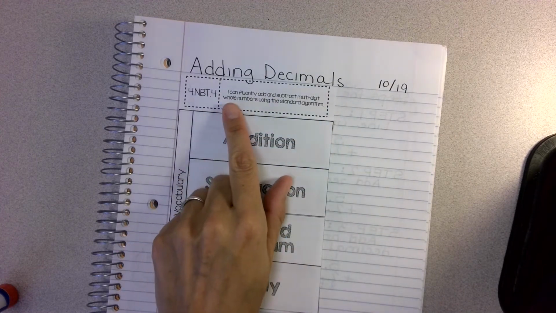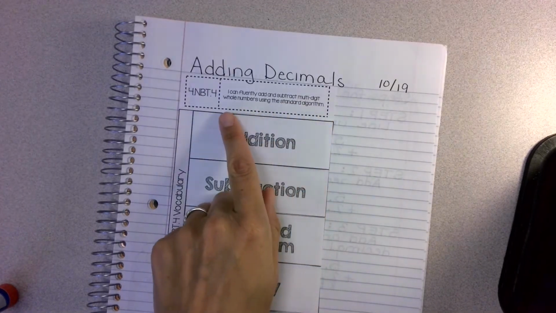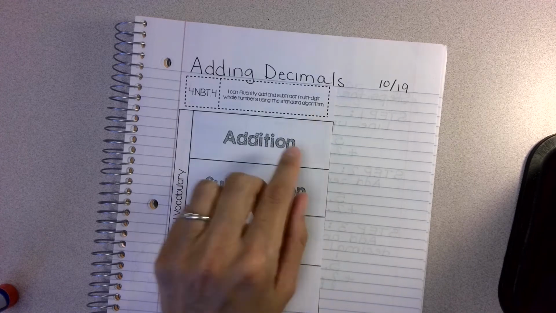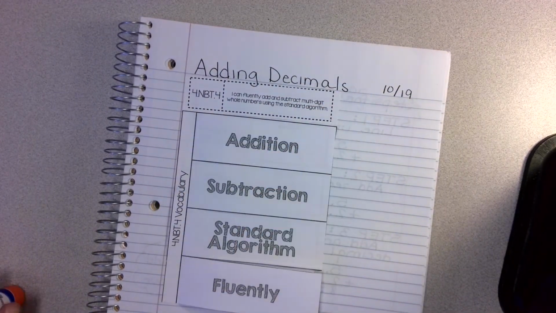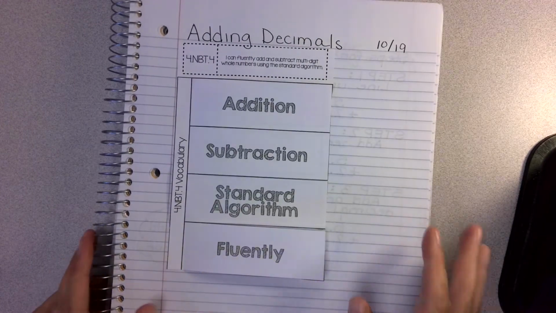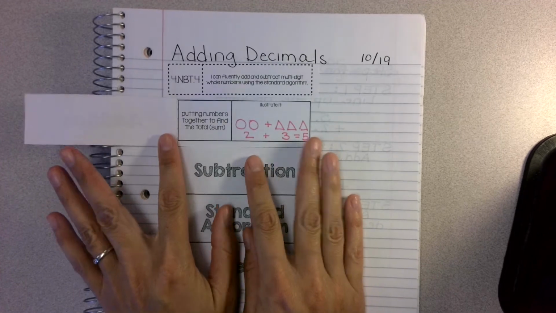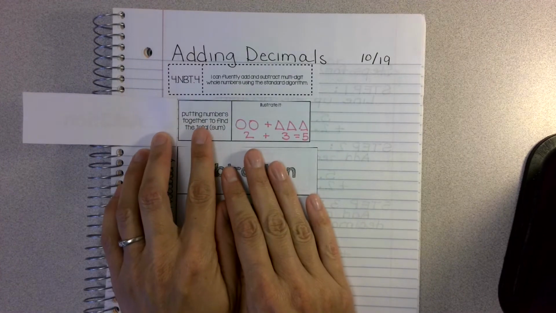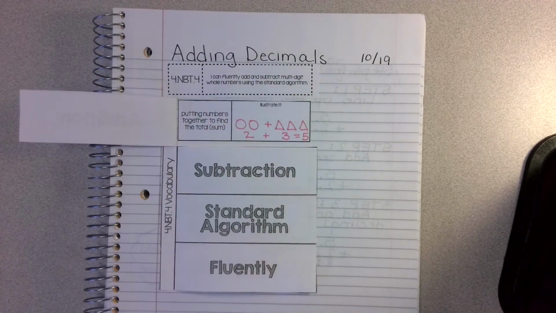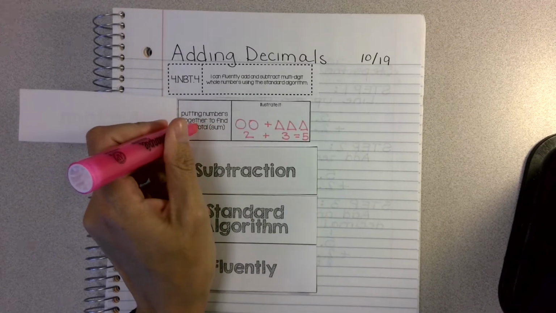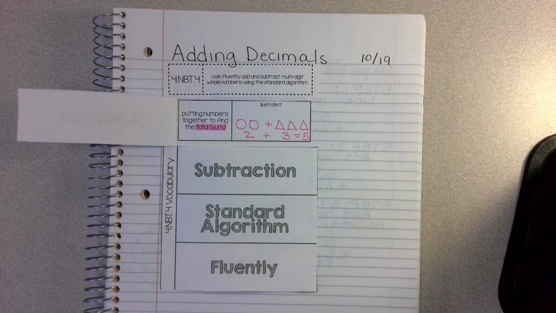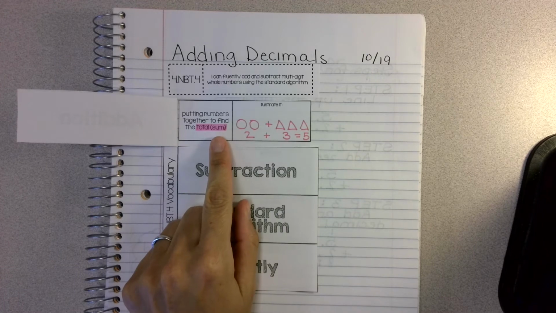So your I can statement is I can fluently add and subtract multi-digit whole numbers using the standard algorithm. So let's go over our vocabulary for this week. Well, I guess for the next 2 weeks, because we're going to be practicing this for all that time. Okay, so addition is our first one. Addition is putting numbers together to find the total sum. Highlight sum, total sum, because that's the answer to an addition problem, is the sum.